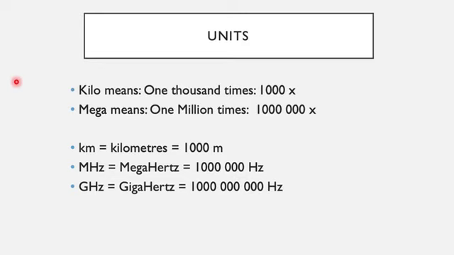Giga means a billion, so you might see that one as well. With giga, you times it by a billion, so that's 9 zeros at the end of it. And you might get gigahertz or something like that.